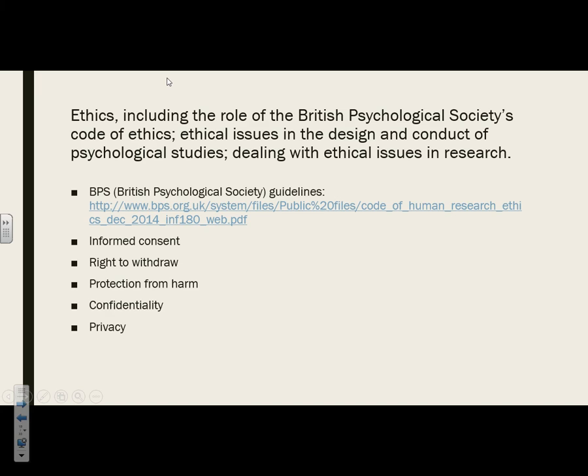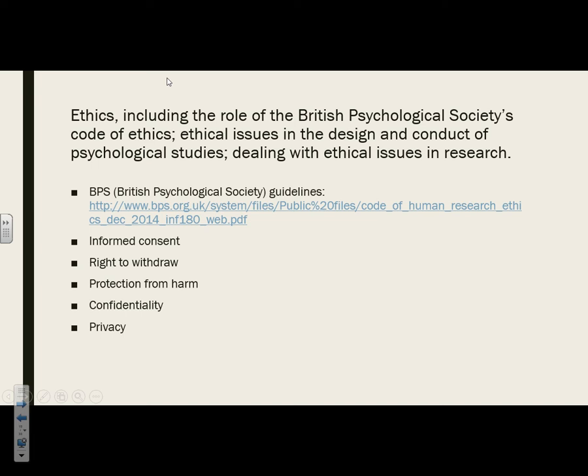So, ethics, and this is taken directly from the specification, as all of the headings are, including the role of British Psychological Society's Code of Ethics, ethical issues in the design and conducting, and dealing with ethical issues. So these are all examples of ethical issues. Informed consent, right to withdraw, protection from harm, confidentiality and privacy, and then you need to tell me how you would deal with each one of those.